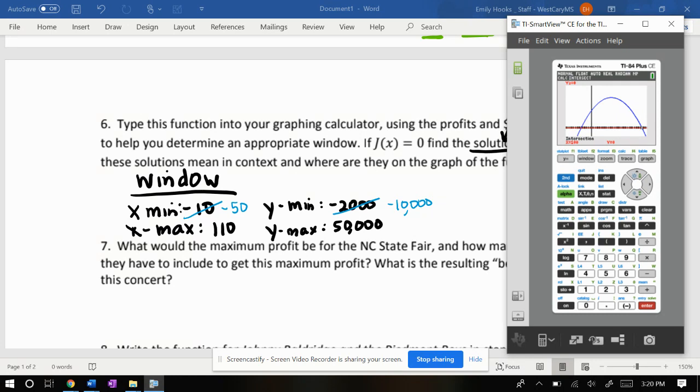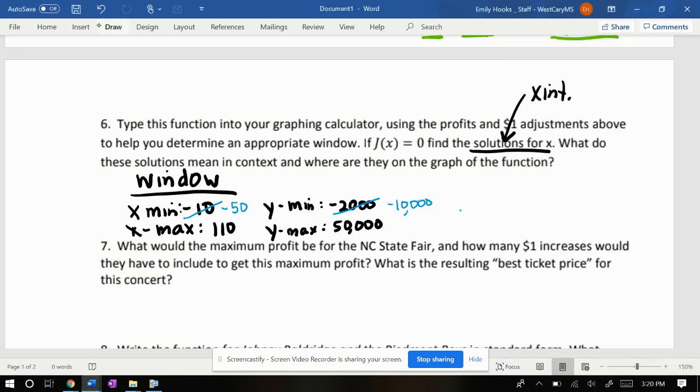So our two x-intercepts, which are called your solutions, are at -20 and 0, which this is not real. Okay, because you're not going to charge -$20 for a ticket, or you're not going to start paying people to come to your show, I guess. And then the other one is +$100.